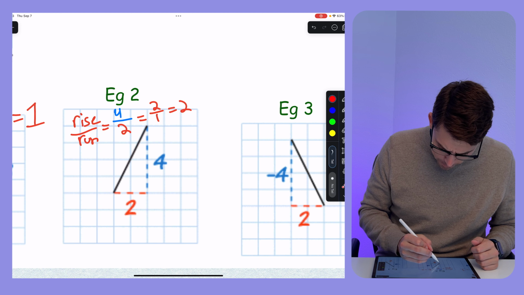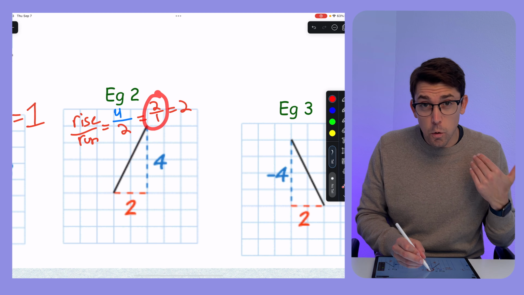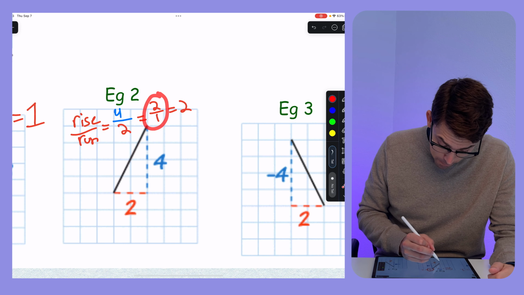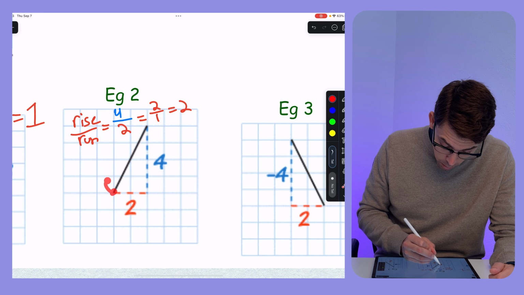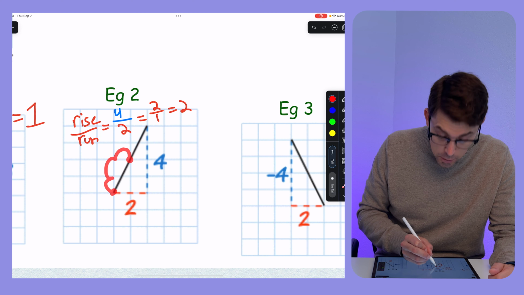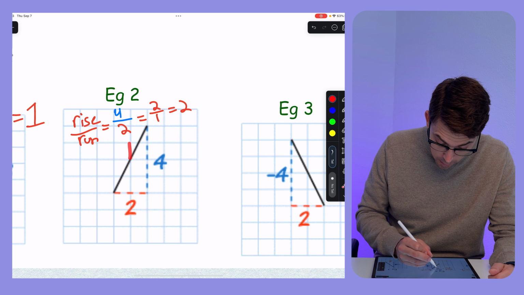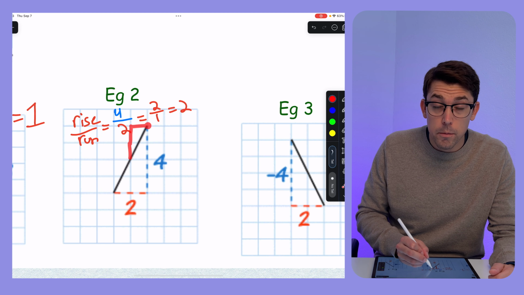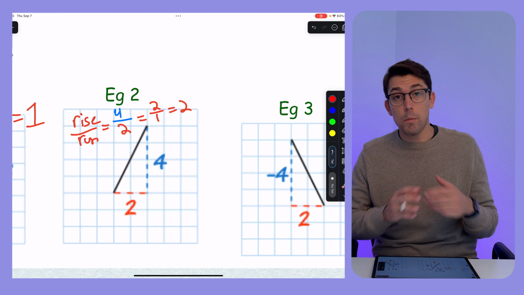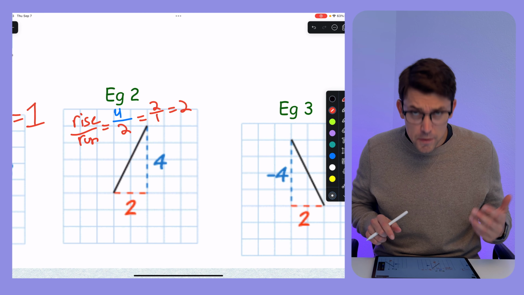Because if you think about it, it means I have to rise 2 and run 1 in order to get back to my line. So if I'm starting here, I'm going to rise 1, 2, and then I'm going to go over 1. 2 over 1. So that's why. And I could also go up 1, up 2, over 1. 2 over 1. So my slope is what we call 2, just because 2 divided by 1 is 2. A little bit of a simpler way to do that.